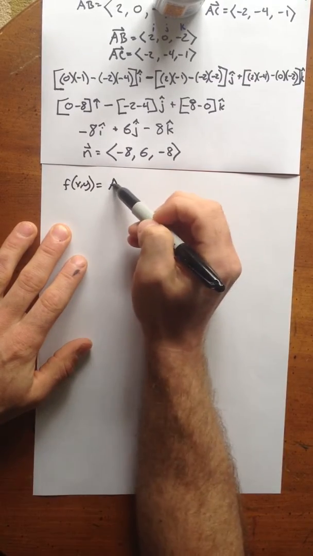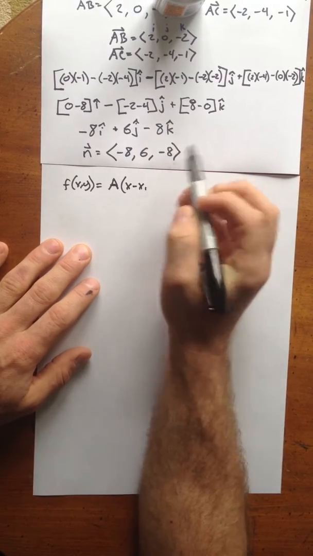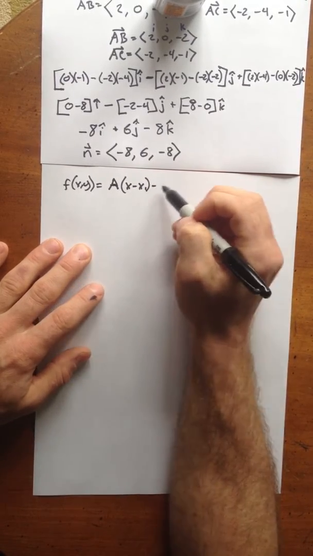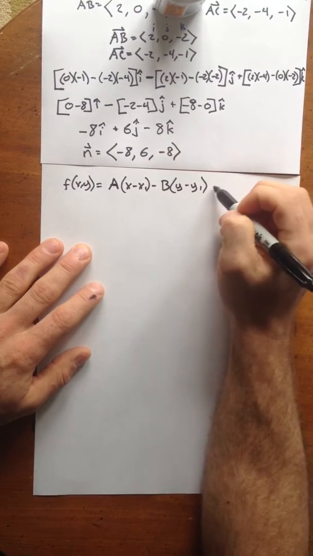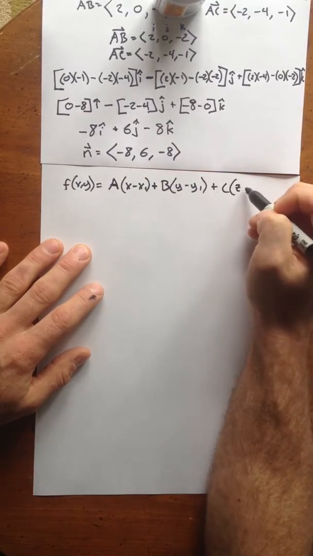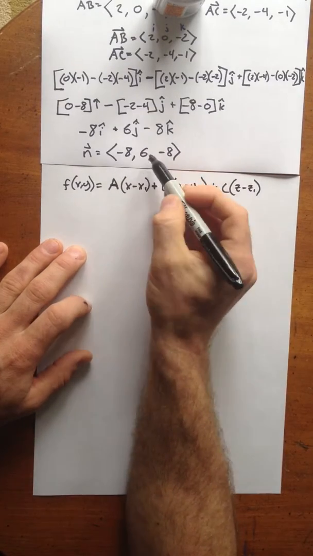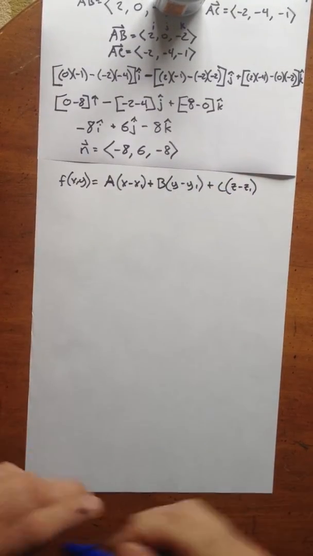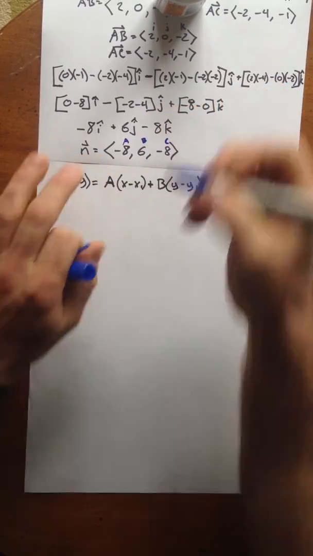Our a value times x minus an x value of a point on the plane. Same thing for the b, a y value of a point on the plane. Sorry, that's a plus z minus a z value. Okay, now we just plug in our a, b, and c. If I was going to write this, just so you can see it a little better, that's going to be our a, our b, and our c.